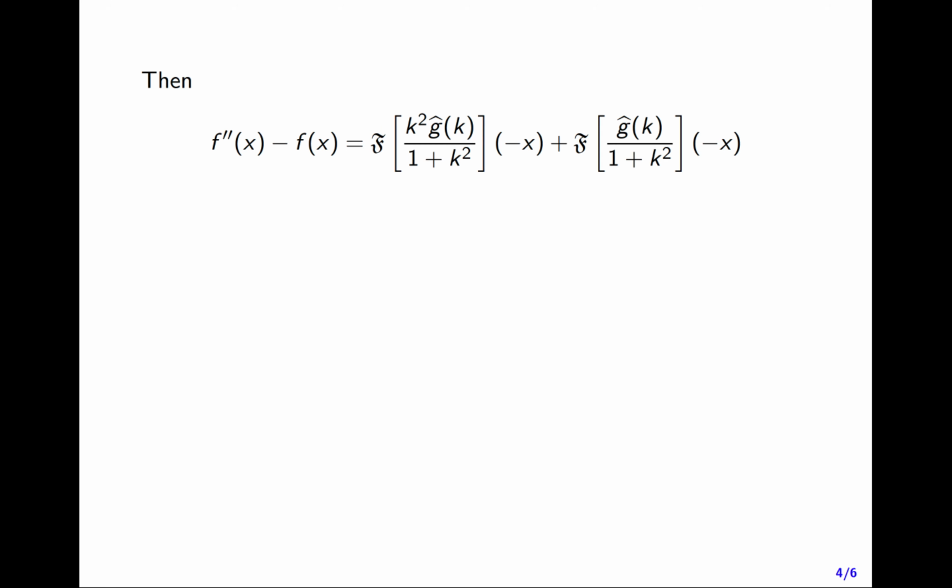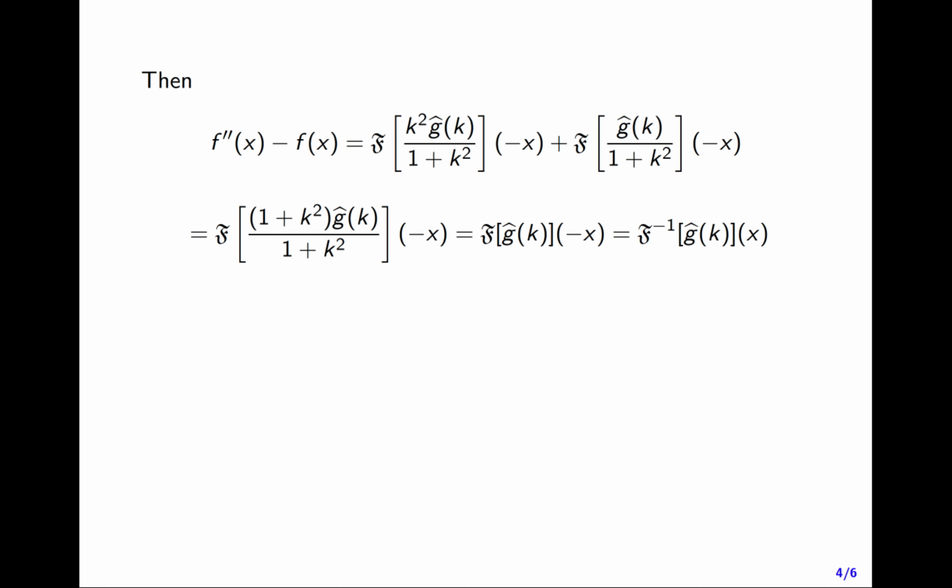And then I just subtract. f double prime of x minus f of x is the Fourier transform of k squared g hat of k over 1 plus k squared at minus x, plus the Fourier transform of g hat of k over 1 plus k squared at minus x. And that's the Fourier transform of 1 plus k squared times g hat of k over 1 plus k squared at minus x, which is the Fourier transform of g hat of k at minus x. And then I do the switcheroo to get back to the inverse Fourier transform. This is the inverse Fourier transform of g hat of k at x. And hopefully this is g of x.